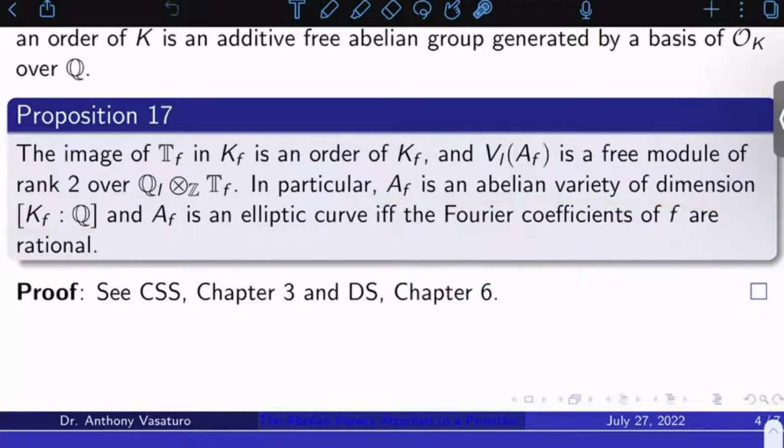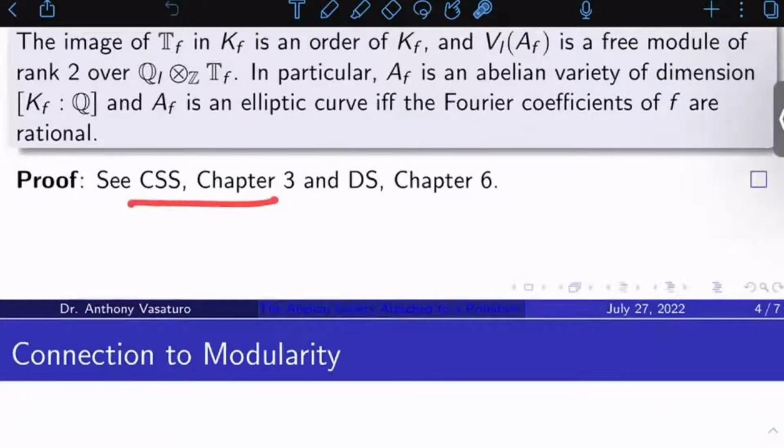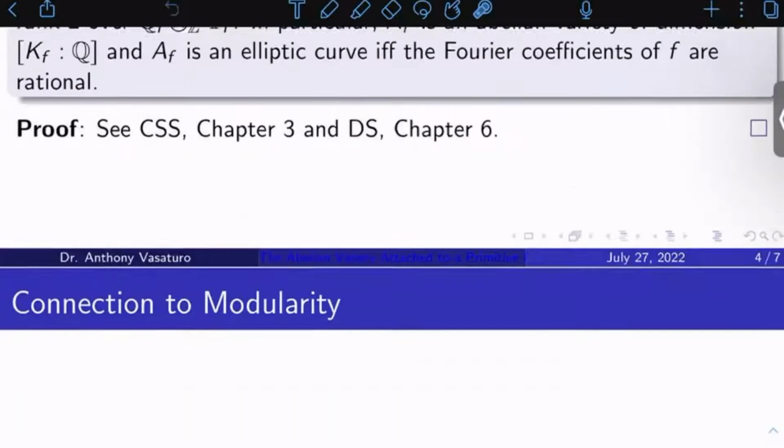Okay. It'll be of dimension 1 if and only if this degree is 1, but this degree will be 1 if and only if K_F is just Q, but K_F is Q adjoined all the Fourier coefficients of F. And so those Fourier coefficients would have to be rational, right? Okay, proof: CCSS chapter 3. I also like Diamond and Shurman chapter 6.